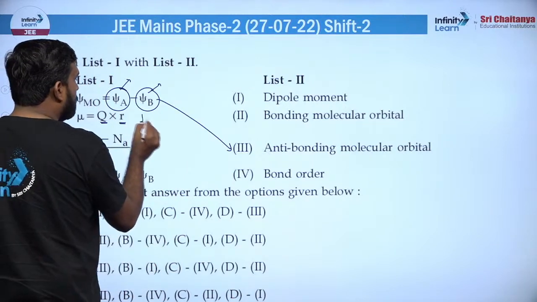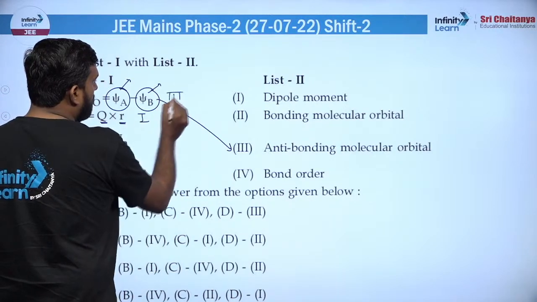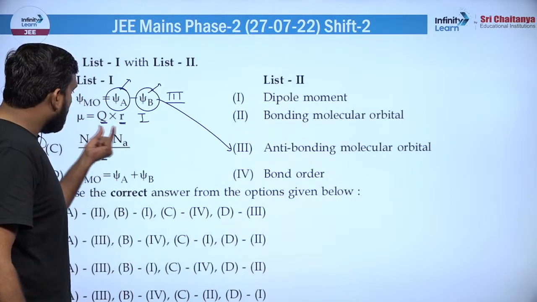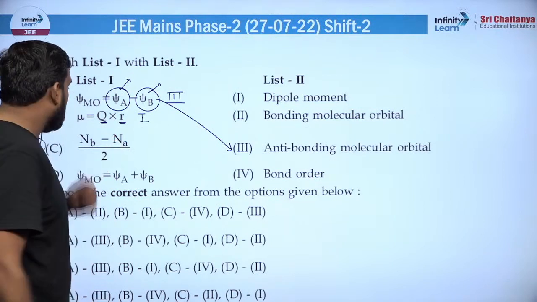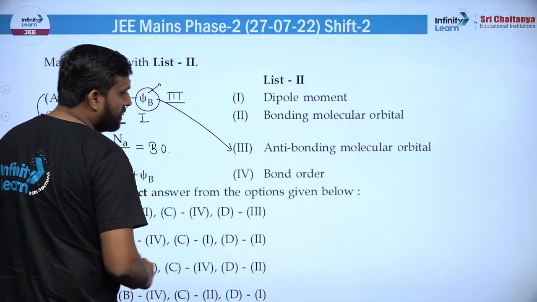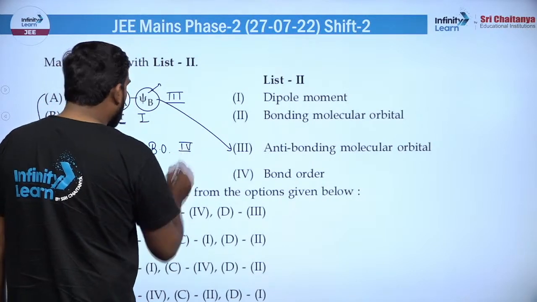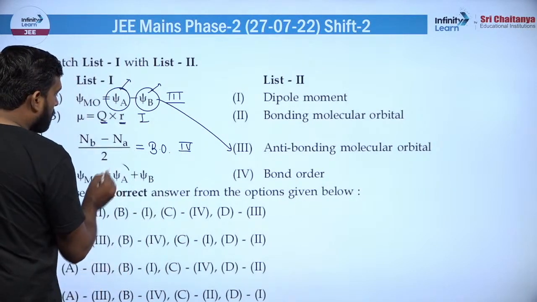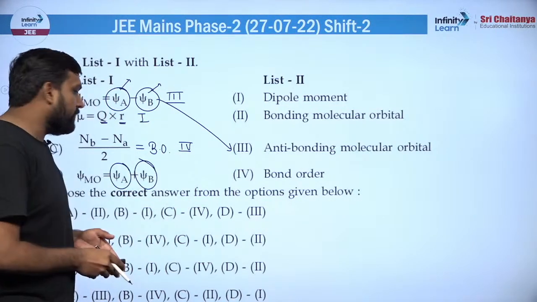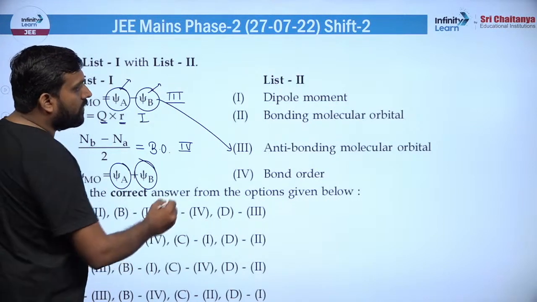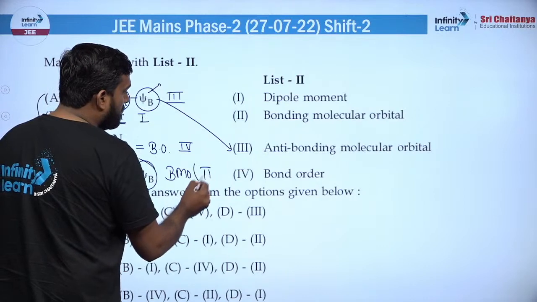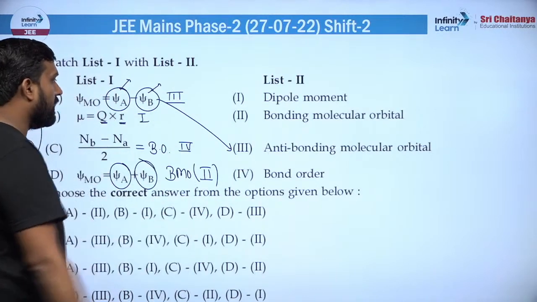So it is going to match with the third option. The next one is number of bonding orbital electrons minus number of anti-bonding molecular orbital electrons, which represents the bond order, matching with option number 4. Then we go to the next. Here the wave functions are getting added, and when constructive interference of two wave functions takes place, that is the bonding molecular orbital, that is option number 2. So these are the correct matches.